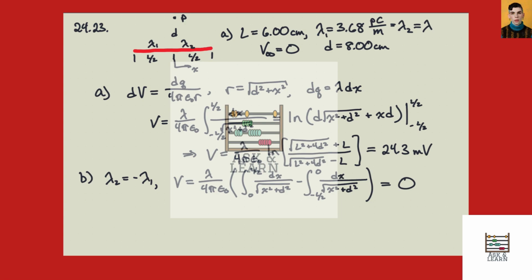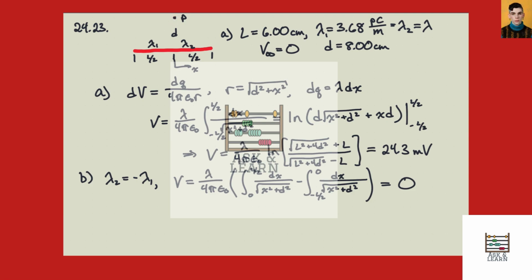As d gets much larger than L, then this dominates this, and then we'd have 2d here, and that would dominate this, and we'd wind up with 1 here. So the natural log of 1 is 0. So basically that's what we're saying here, is that as d goes to infinity, the voltage goes to 0. So as the distance we get from this point goes up, that all makes sense. And if we plug in all our values, we get 24.3 millivolts is the potential there.